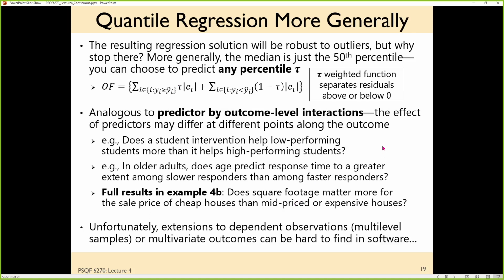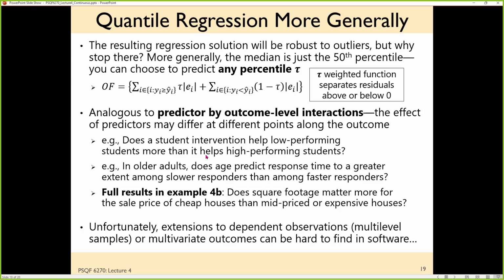So in addition to predicting the median, you can use this to predict any percentile. The difference is it applies a weighting function to split the two residuals unequally, so you can prioritize, like, the 75th percentile versus the 25th percentile. You might do this in practice if you're interested in predicting different sections of the outcome distribution.